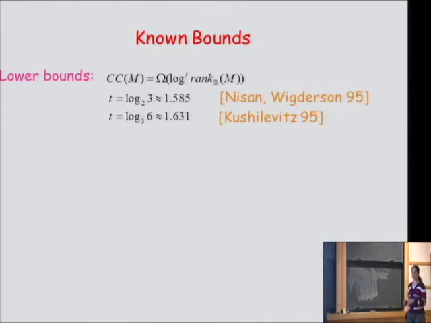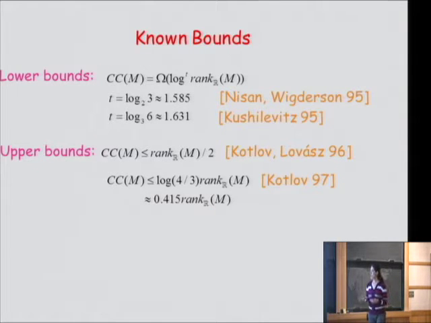In particular, the best lower bound known on the communication complexity of a matrix M in terms of its rank is log of the rank to some power t, where t is approximately 1.585 due to Nisan and Wigderson in 95, with an improvement to 1.631 due to Kushilevitz, also from 95. The value of t is not so important, but what is important is that at least we know that the communication complexity is not linear in the rank.